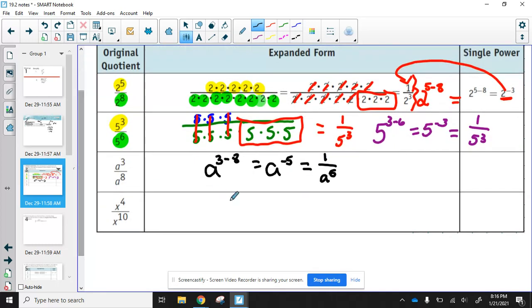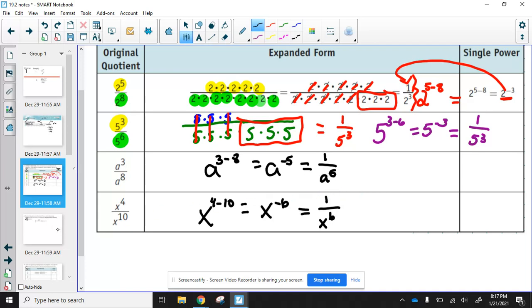And then the last one here again with exponents. So again, leave the like base of x, exponent in the numerator subtracted by the exponent in the denominator, and we get x raised to the 4 minus 10, which is x to the negative 6. And again, red flag with that negative, so 1 divided by x to the 6th power.